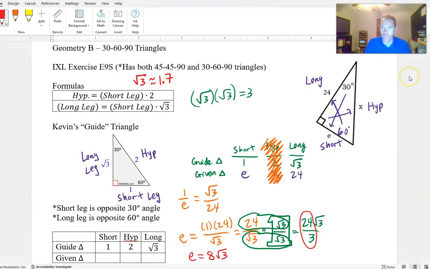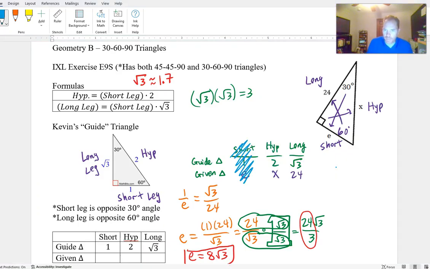Sorry, I had a little hiccup recording this. So we did multiplying by 1 in disguise, square root of 3 over square root of 3. We ended up getting 24 square root of 3 over 3, and then that simplifies to just 8 square root of 3.